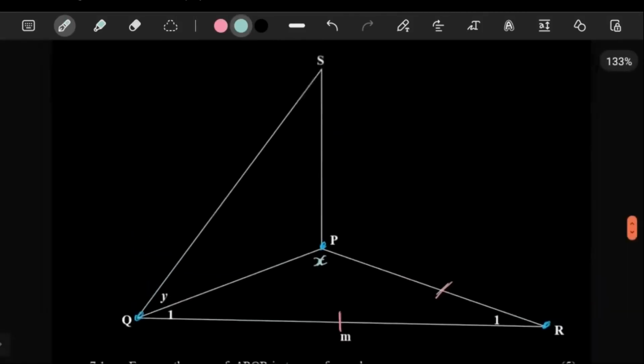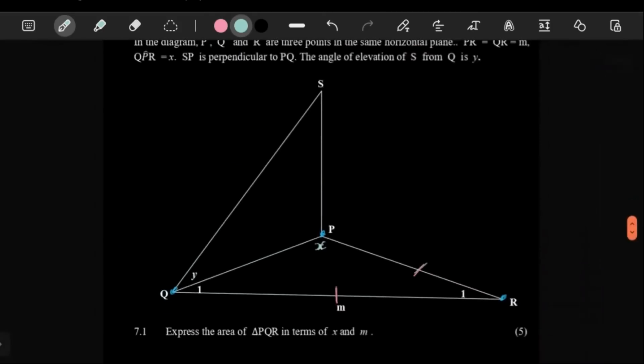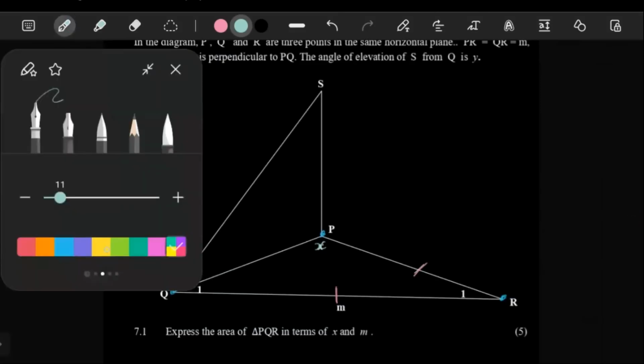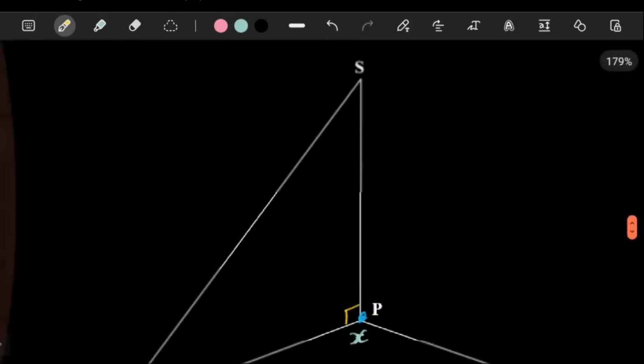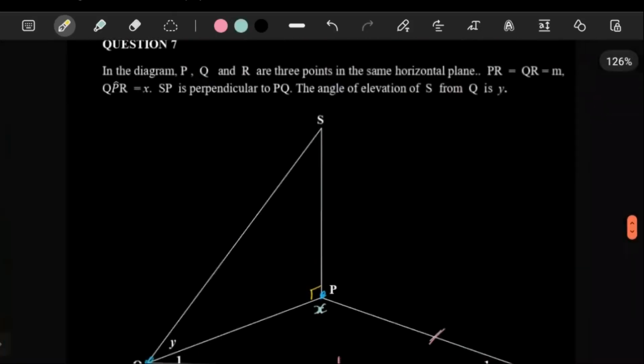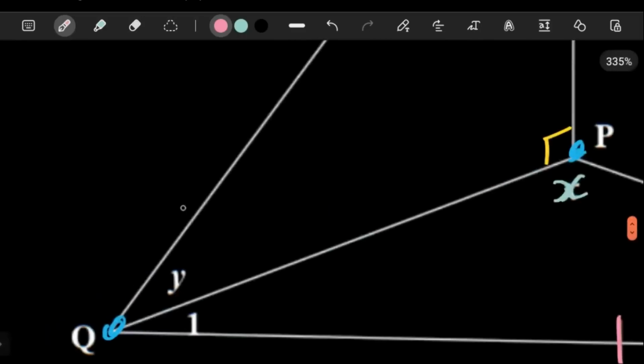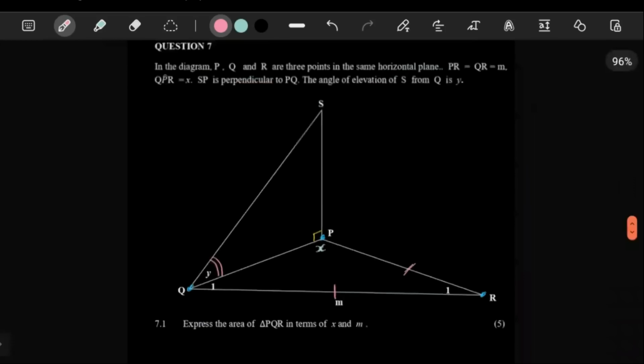And then they say SP is perpendicular to PQ. So it's like this here. This is a 90-degree angle. Now, that being a 90-degree angle, it says the angle of elevation of S from Q is Y. So it's like this angle here. That's Y. Okay, so I guess we're just reading the sketch. Now it says for 5 marks, express the area PQR in terms of X and M.